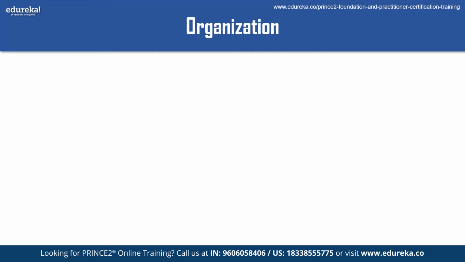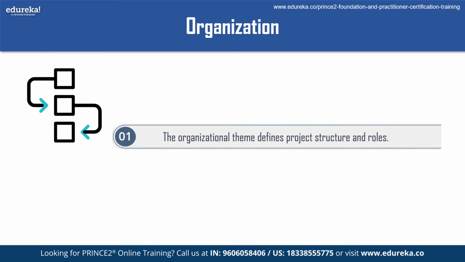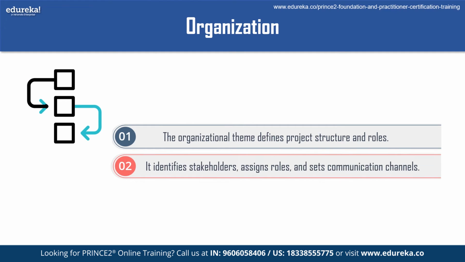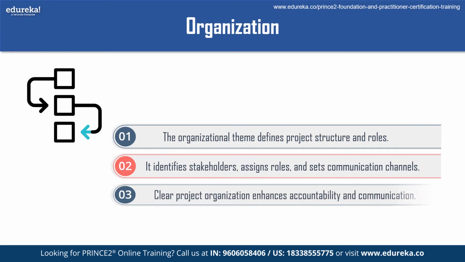Next, we have organization. The organization theme determines the project structure, responsibilities, roles, and reporting lines. It entails defining the key stakeholders, assigning project roles such as project manager and project board, and establishing communication channels. Clarity in project organization promotes accountability, effective communication, and decision making throughout the project.